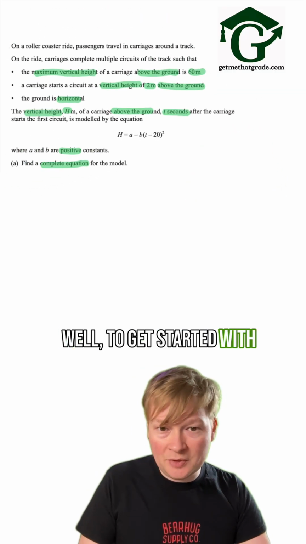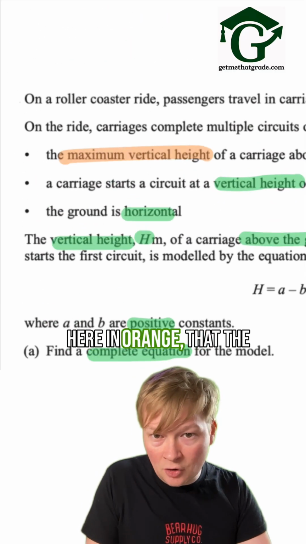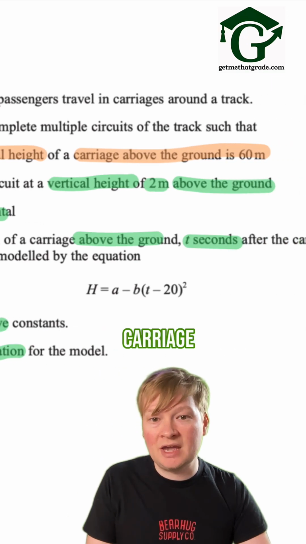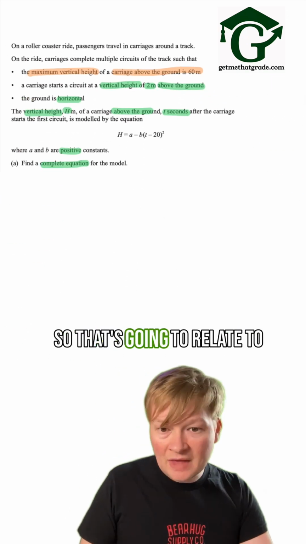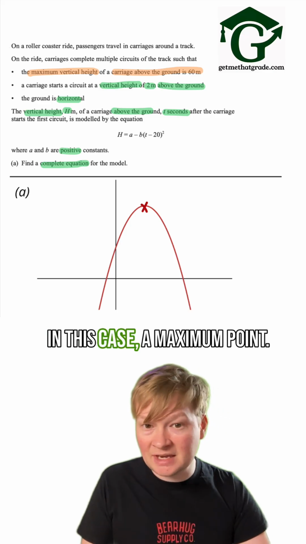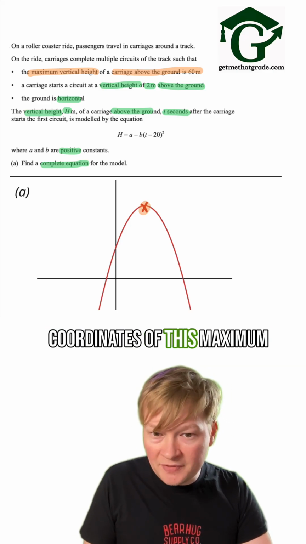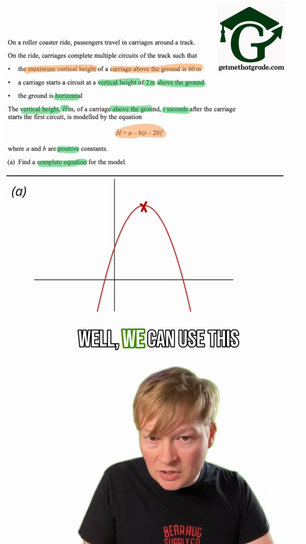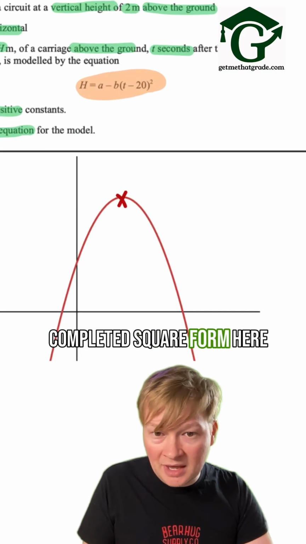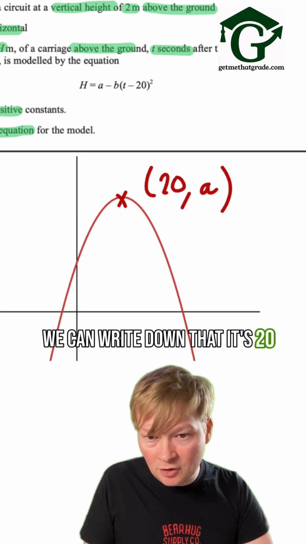Well, to get started with this, we can use the fact that they gave us, that I'm highlighting here in orange, that the maximum vertical height of a carriage above the ground is 60. So that's going to relate to the turning point of this graph. Here, in this case, a maximum point. How can we work out the coordinates of this maximum point? Well, we can use this completed square form here to write down the coordinates straight away. We can write down that it's 20, a.